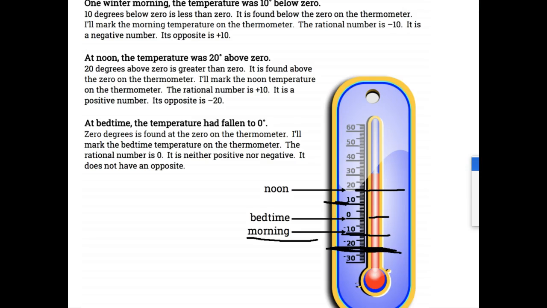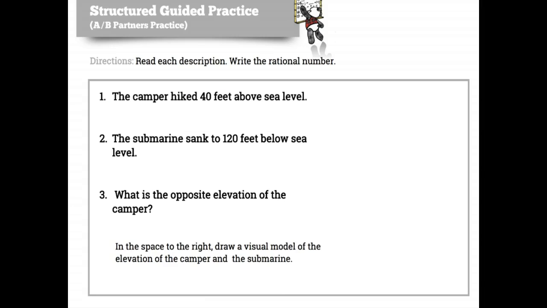Now, let's put this information to work. Structured guided practice. Your directions: read each description and write the rational number. Remember, when we're saying rational number, this is going to be a positive or a negative number. The camper height, 40 feet above sea level.